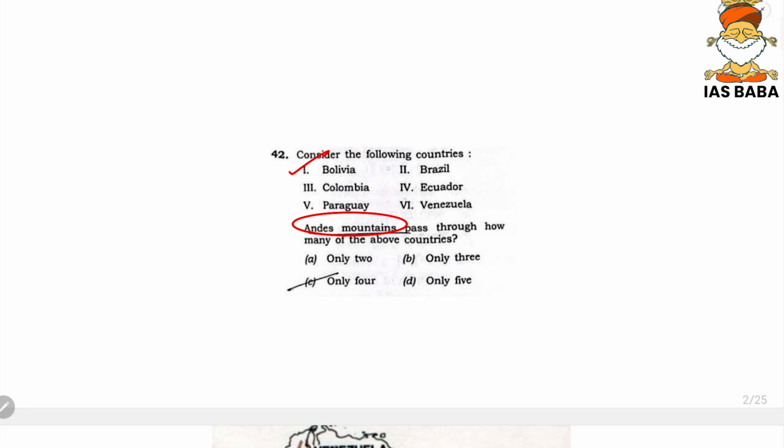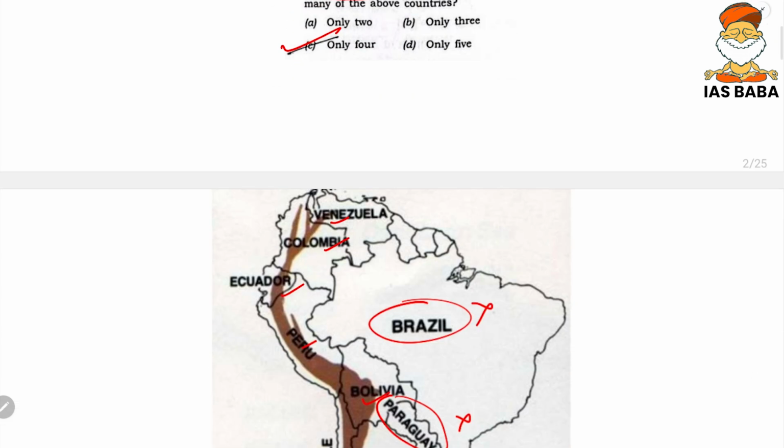So Bolivia is there, no Brazil, then Colombia, Ecuador, then no Paraguay, and Venezuela. So 4 is the answer. Only 4 is the correct answer.